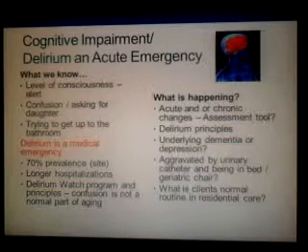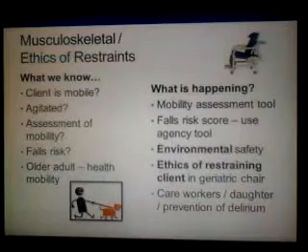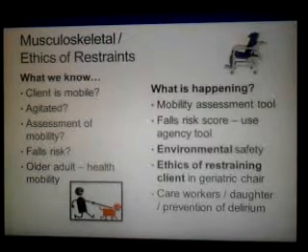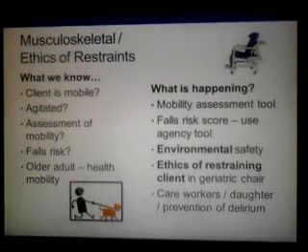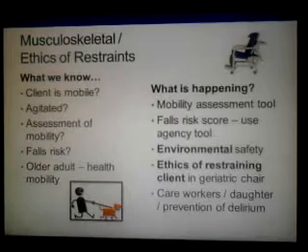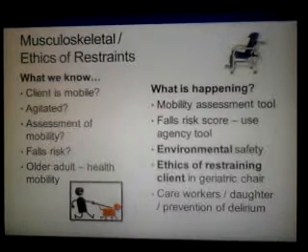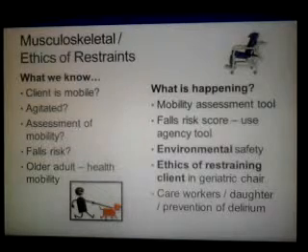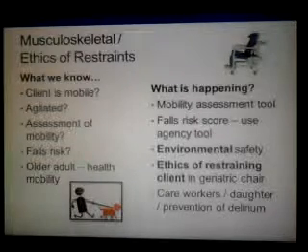And again, we have questions around what is the client's normal status in her home, her normal cognitive status in residential care. So again, in the discussion around musculoskeletal care and her mobility, we can bring in the discussion around ethics and the use of restraints.